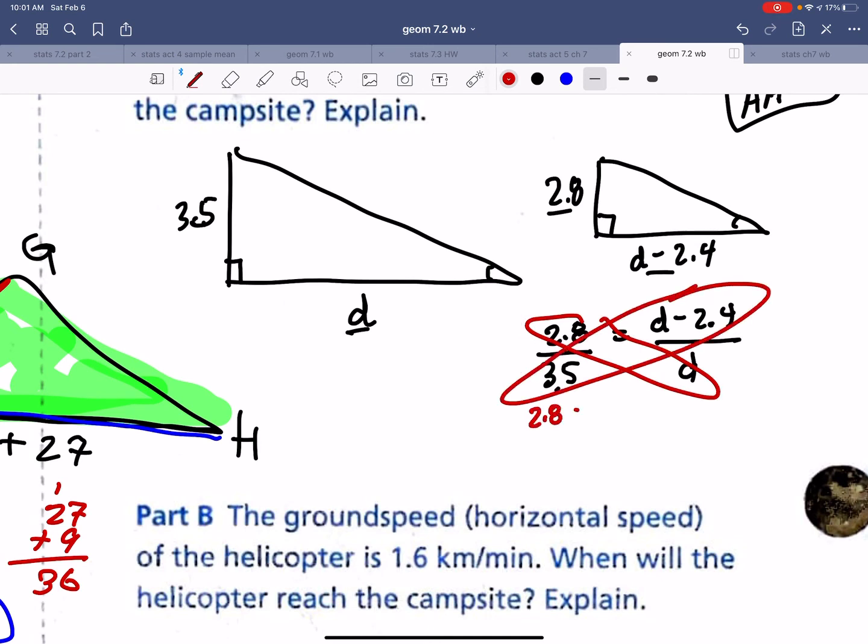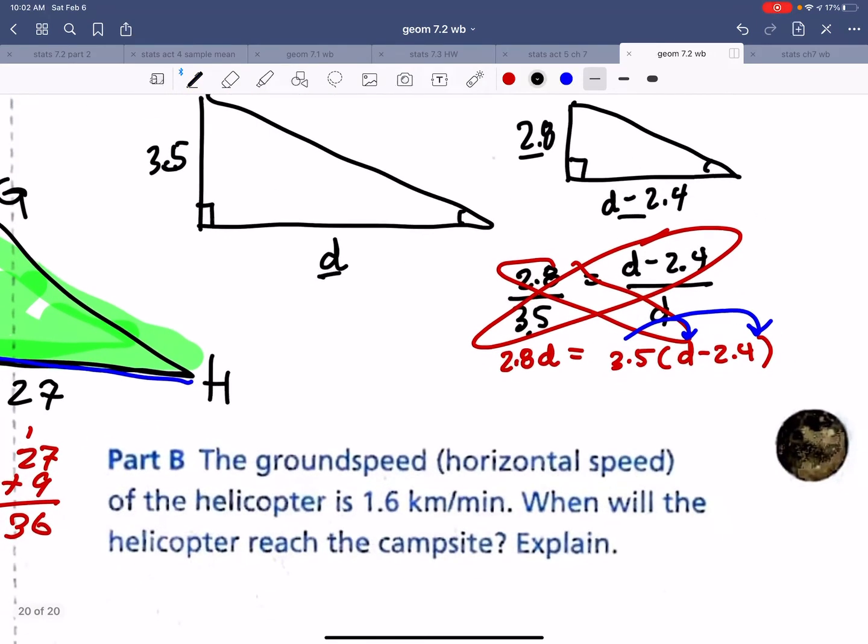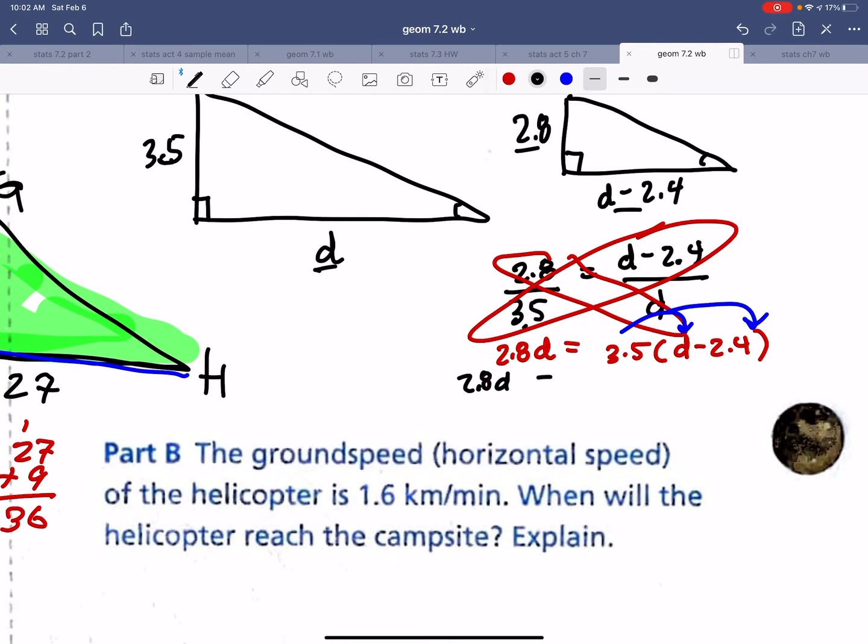So this side I get 2.8D. And then 3.5 times D minus 2.4. So let's distribute this, right? So 3.5D minus 2.4 times 3.5. Okay, so I get 8.4. All right, so I'm going to subtract 2.8D from both sides. 0.7D.